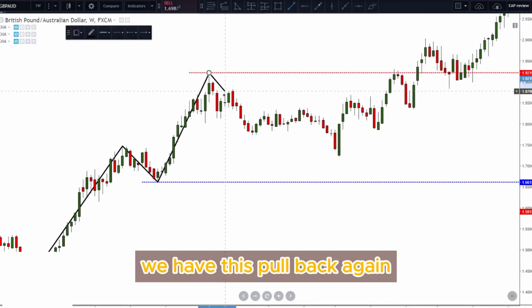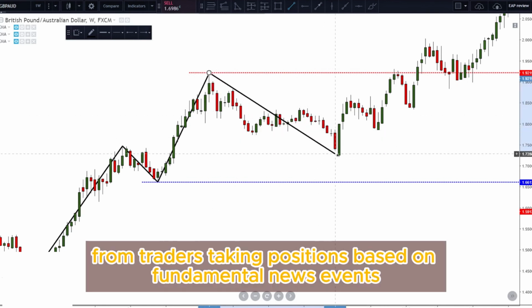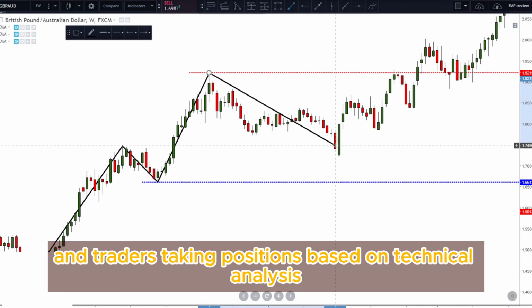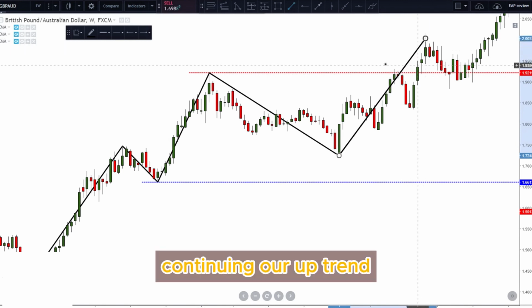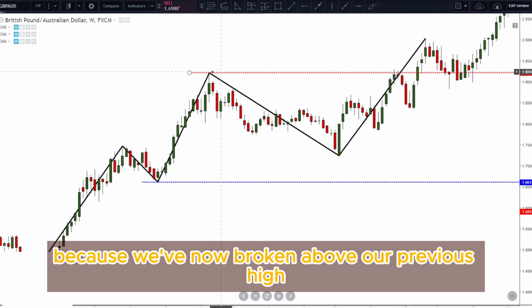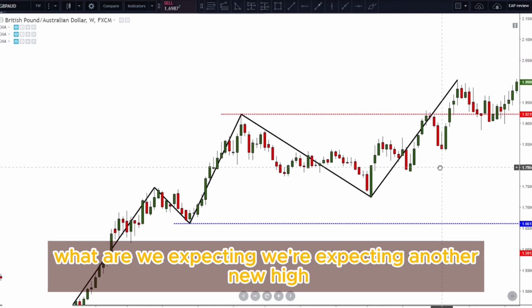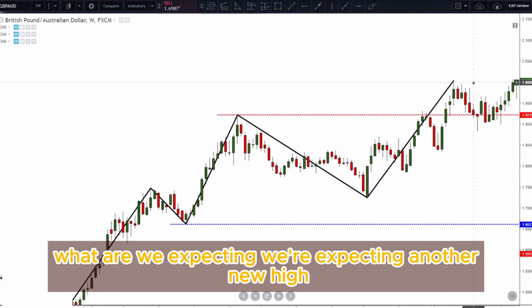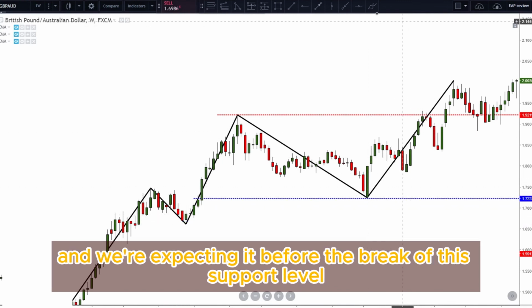Here we have this pullback again, selling pressure from taking profit, from traders taking positions based on fundamental news events, and traders taking positions based on technical analysis. And then we have another push up, continuing our uptrend because we've now broken above our previous high. And since we have a break above our previous high into a new high, what are we expecting? We're expecting another new high, and we're expecting it before the break of this support level right here.